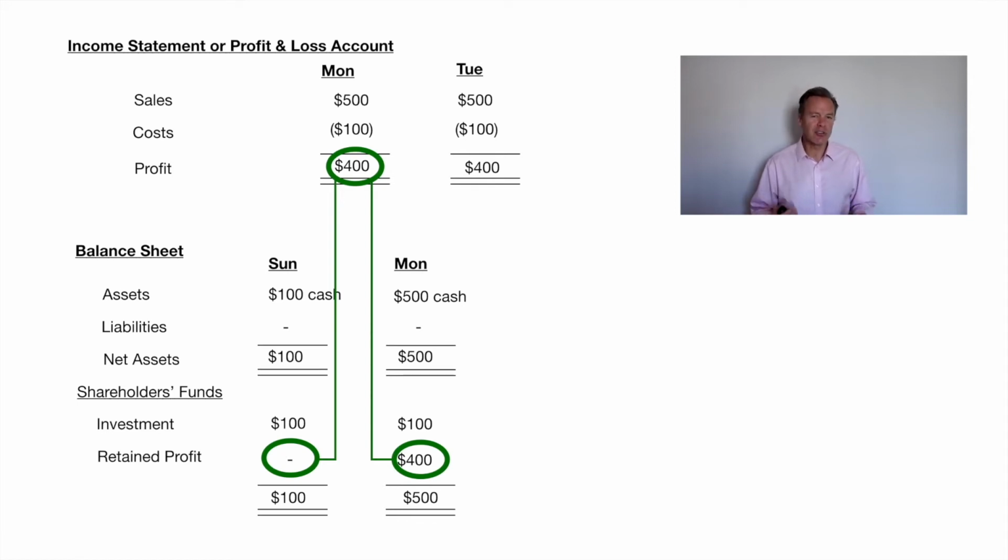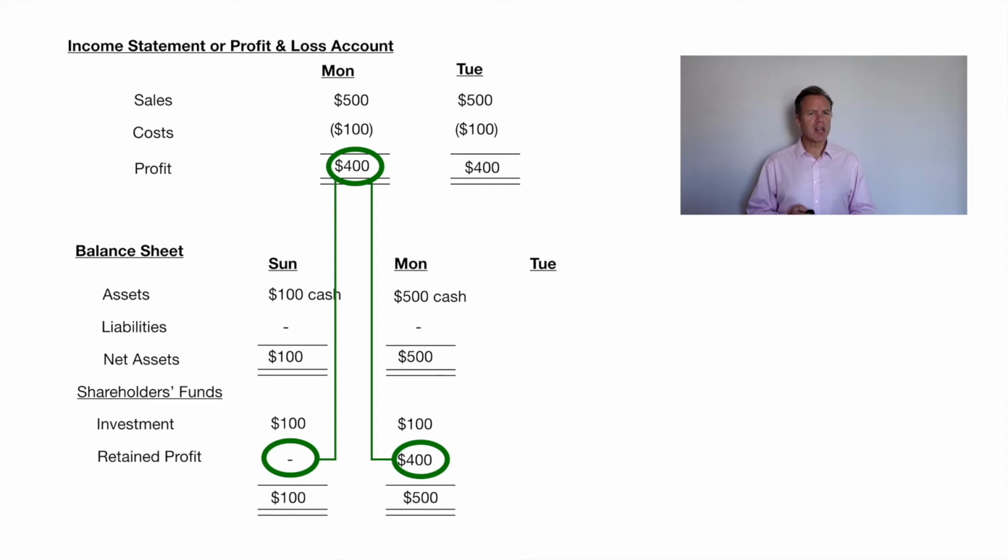How much cash do we have? Well, we started the day with $500 in cash. If you remember, we left that behind. We went out, we bought the sunglasses on credit. We sold them on credit. How much money have we still got? We've still got the $500 in cash.